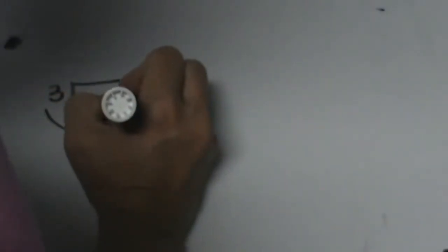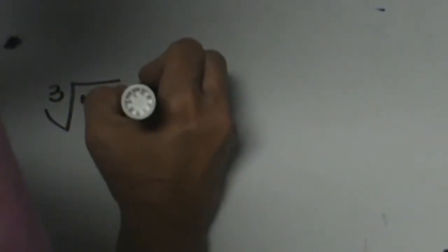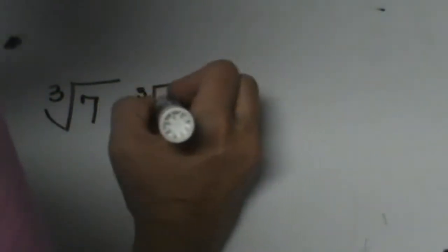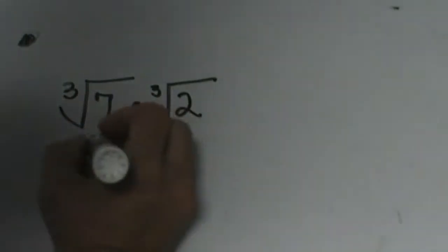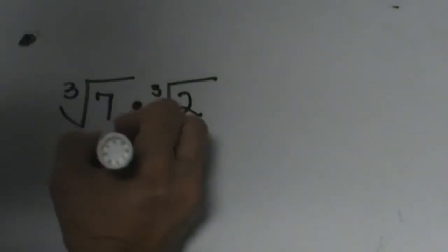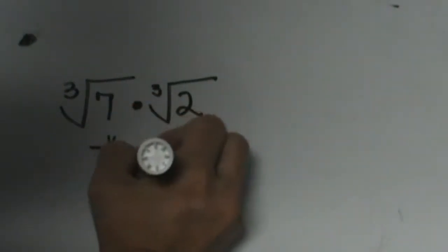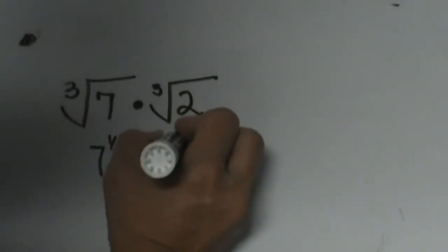Maybe in a radical form. In other words, they have that square root symbol. So let's look at this one. The cube root of 7 times the cube root of 2. Now these cube roots also mean 7 to the 1/3 and 2 to the 1/3.